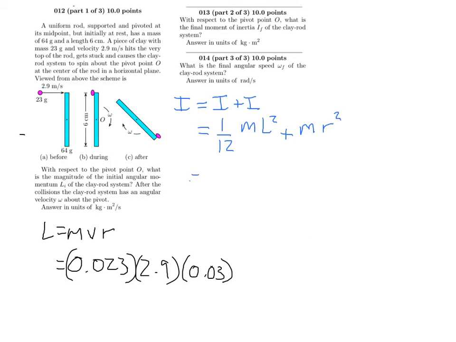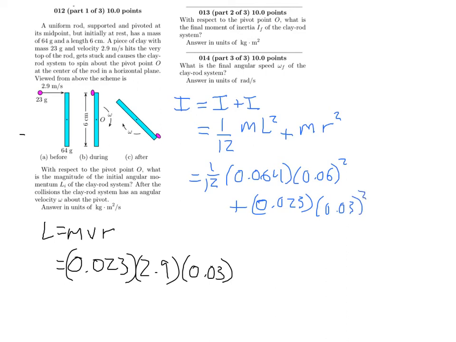So in my case, that's going to be 1/12 of the mass of the rod, which is 64 grams. So that's going to be 0.064, that's 64 grams, times L squared, and L is 6 centimeters, so that's 0.06 squared, plus mr squared, that's the mass of the clay, which is 23 grams, 0.023 kilograms, times r squared, and that's 0.03 squared. So when I do all of that, I will get myself the moment of inertia of the clay rod system.